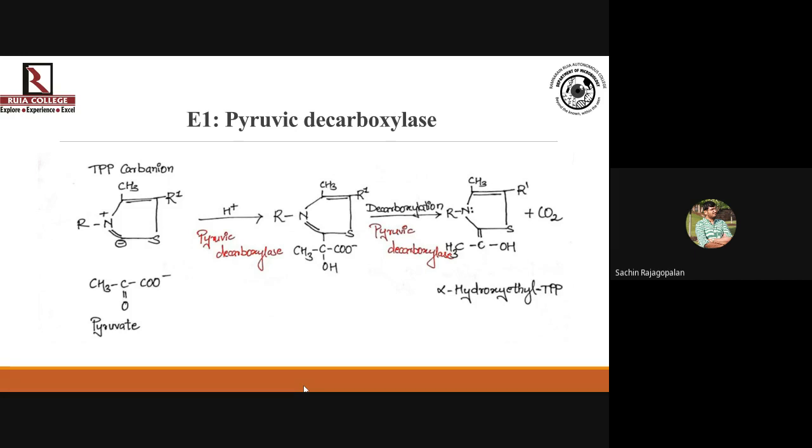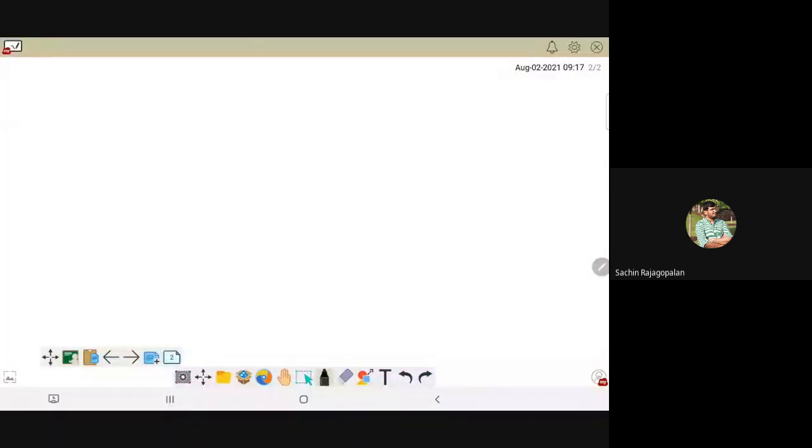So we name them as E1, E2, E3. Each of these subunits has names associated to them. So we will be seeing that as we discuss the reactions. Again, I will share my whiteboard so that we can start with the reactions over here. Okay, so I hope you all are able to see the whiteboard.